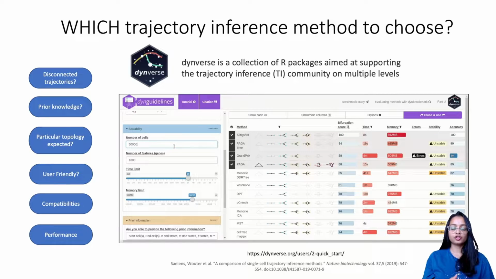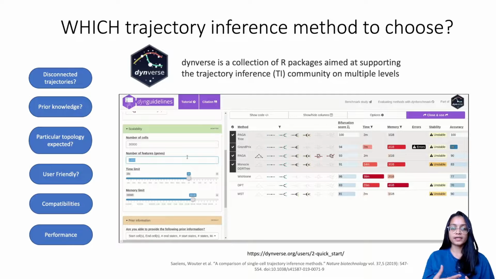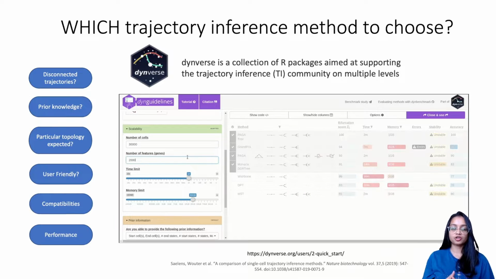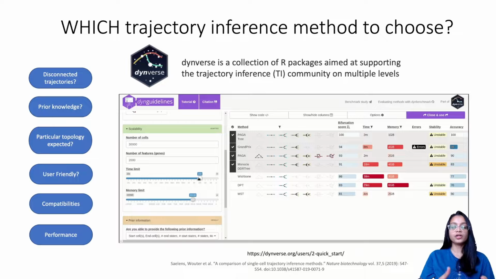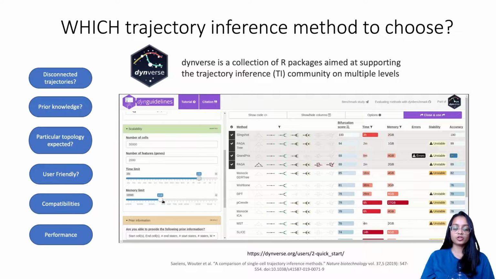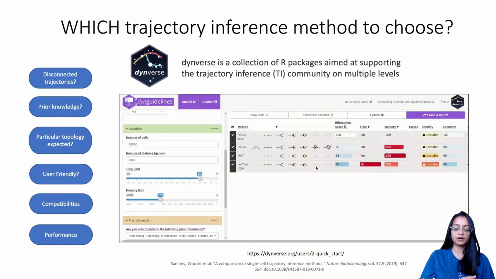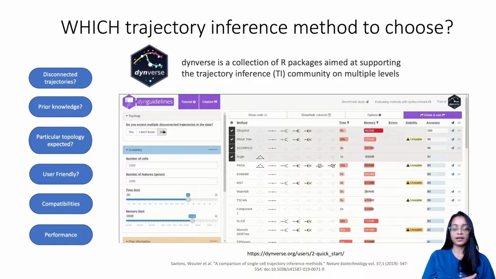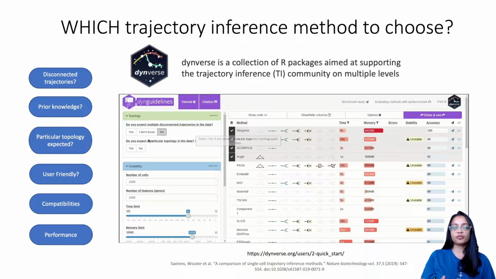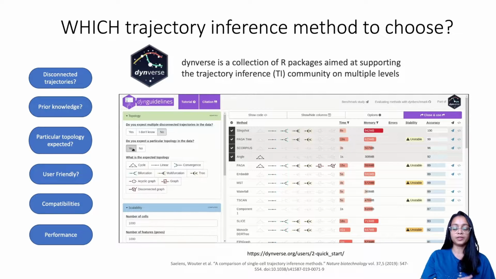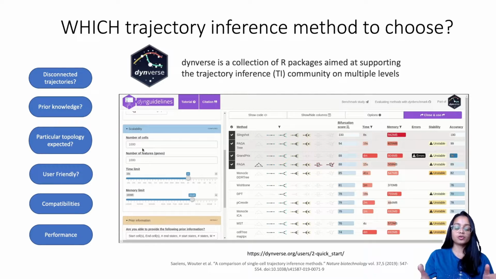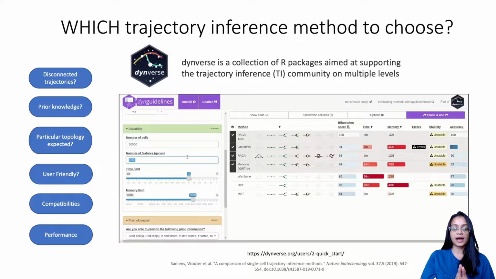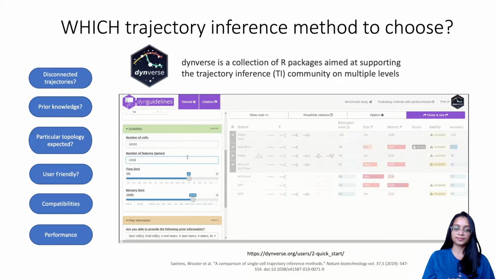So Dynverse is a collection of R packages which provides various functions to perform trajectory analysis. It not only allows us to perform the trajectory analysis, but it also provides us with an R Shiny app that allows users to decide which method is more appropriate for their own data set. So it asks a bunch of questions and suggests the methods which are most appropriate for your data. In addition to that, it also tells you the amount of time and memory that will be required to process and build a trajectory for your dataset.